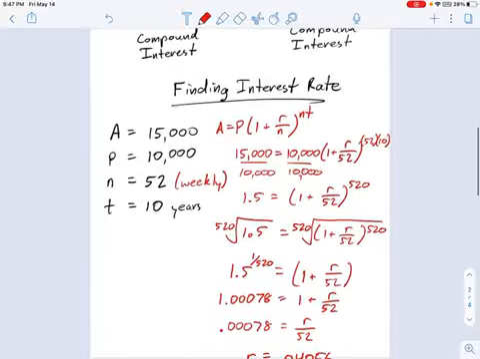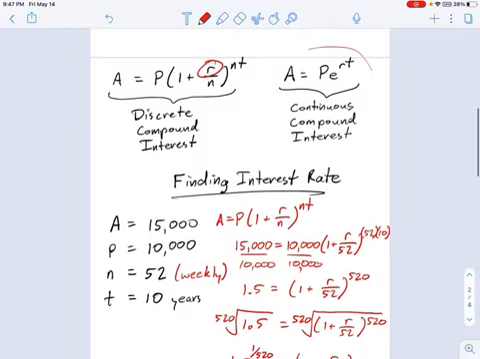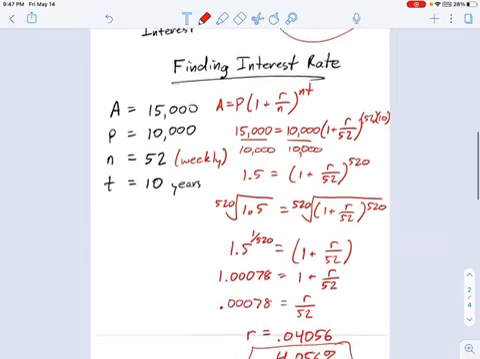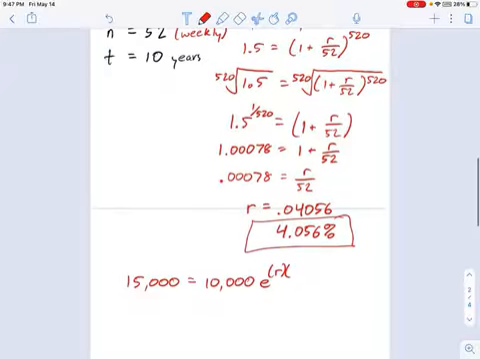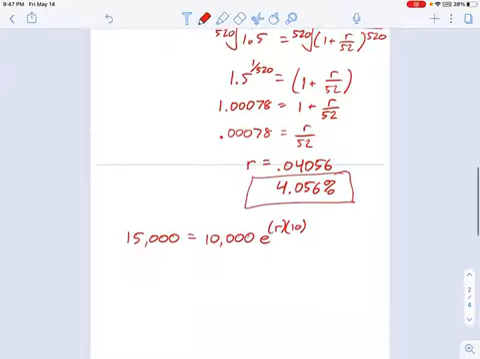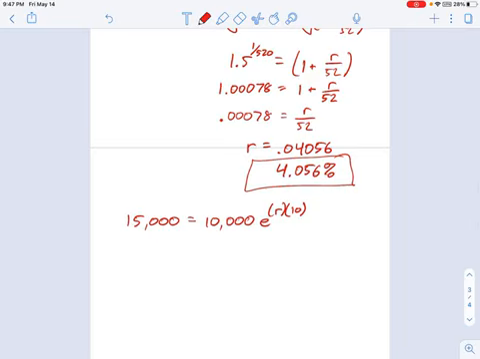Let's try this for continuous compounded interest. We'll use all the same numbers, and we're just going to plug this into a PERT formula. So we'll say 15,000 equals 10,000 e to the rt. I don't know what r is, but I do know that the length of time that we're waiting is 10 years. Okay. So again, we're going to divide each side by 10,000. I get 1.5 equals e to the 10r.